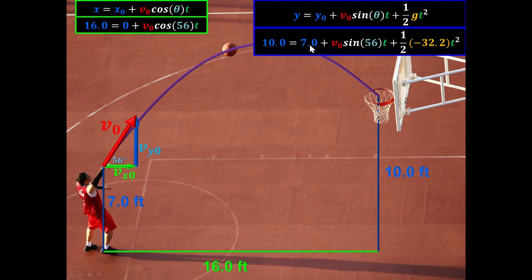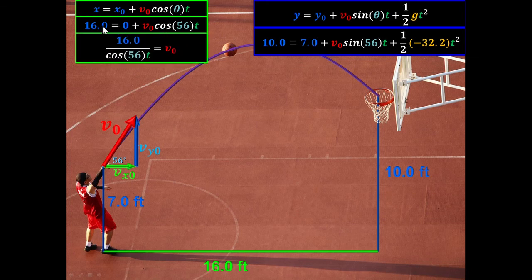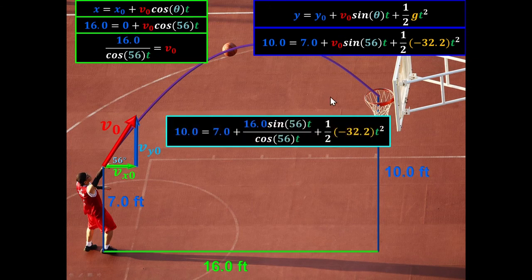So here's an equation. We started 7 feet above the ground. We want to hit a target that's 10 feet above the ground. And again, we have two variables, a v sub naught and a time, and then time here again. So we have two variables in this equation, two variables in that equation. Let's solve one of these equations for one of the variables. So I took 16 and I divided by the cosine of 56, and I also divided by t to get that variable by itself. Then I'm going to substitute all of this in for v sub naught.